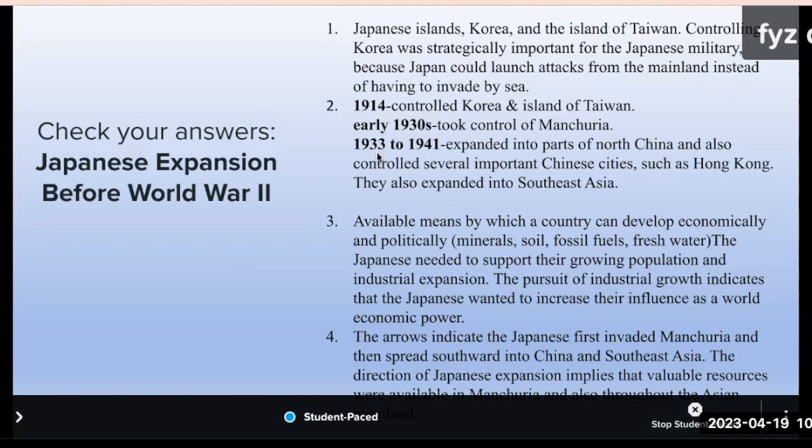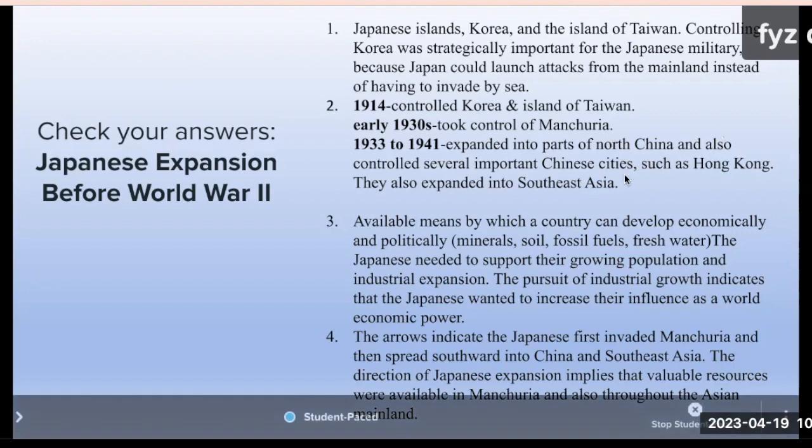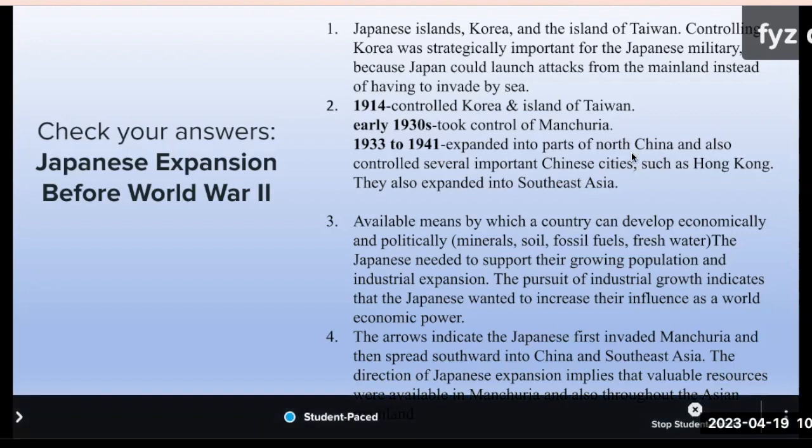And then from 1933 to 1941, so leading into World War II, they expanded even further into East Asia, particularly in China. So we're going to see that when the Japanese are engaged in World War II, they are very much so going to be committing some atrocities against the Chinese as well as against Korea.